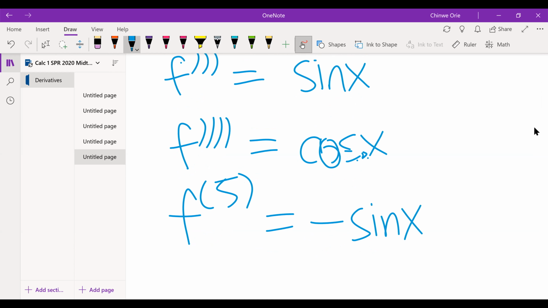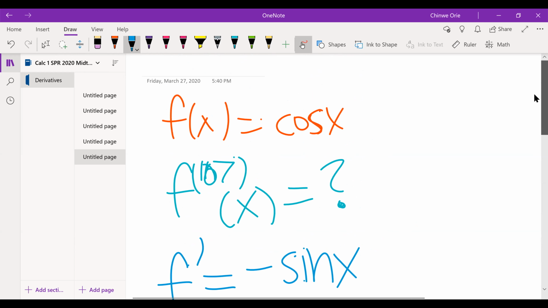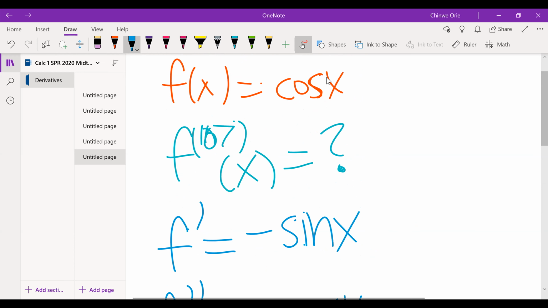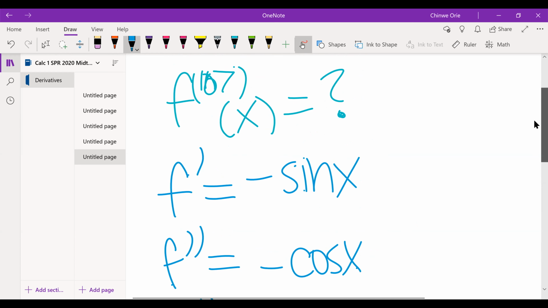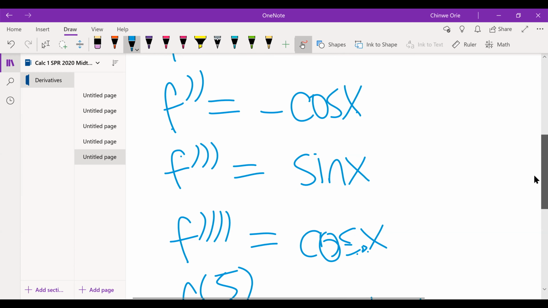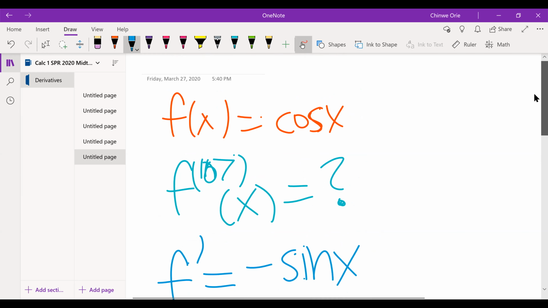Okay. So you computed five derivatives, and you're seeing that it takes you 4 derivatives to get what you had at the beginning. At the beginning you had cosine of x, and to get cosine of x again, you would have to take the derivative 4 times. Does that make sense? It's almost like a circle. So how would we use that information to figure out what the 107th derivative is?